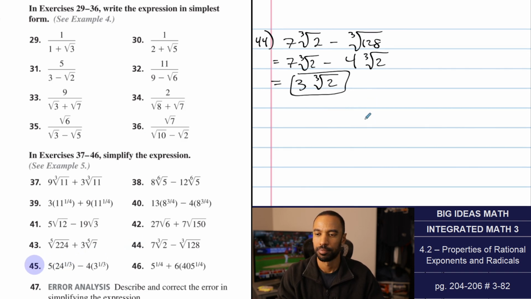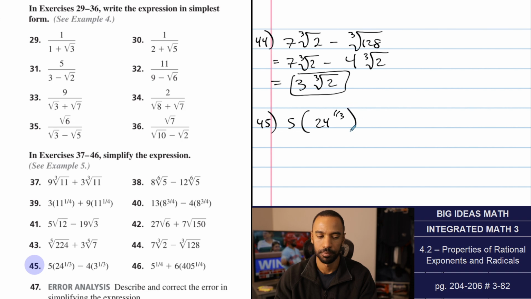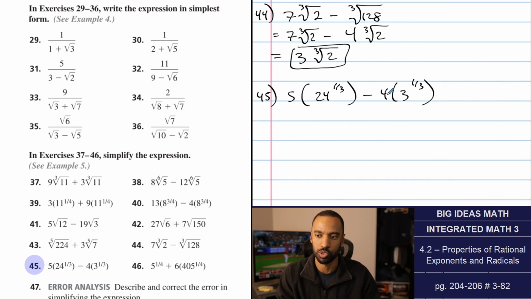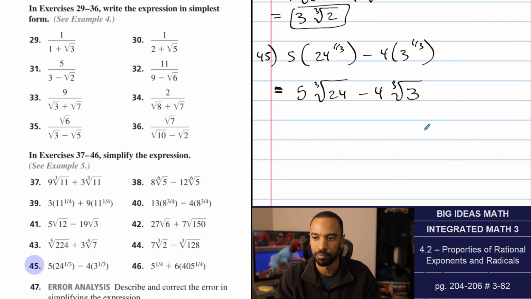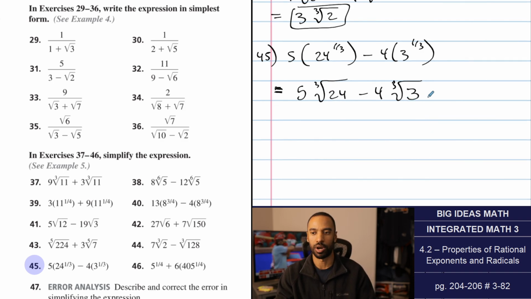Number 45, we have 5 times 24 to the 1/3 power minus 4 times 3 to the 1/3 power. Need not remind you on order of operations, I can't do 5 times 24 or 4 times 3. Honestly, what I would want to do with these, and I most prefer having numbers written this way almost always. You've seen exceptions to it so far, but I'd rather rewrite this as the cube root of 24, and this is the cube root of 3. At least they're both cube roots, but they're not the same radicand. So we probably have to turn that 24 into a 3 somewhere.